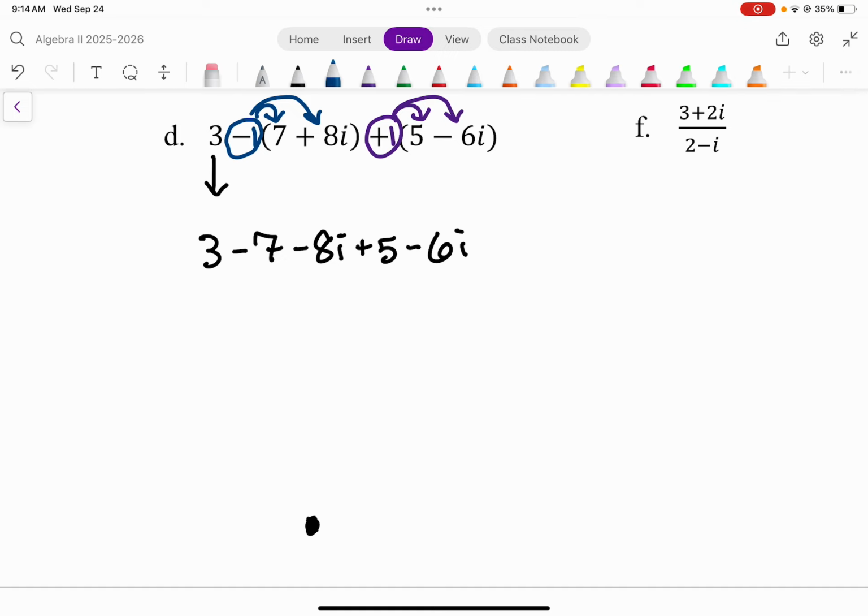And just like before, it's combining your like terms. So we're not going to combine the reals and the imaginary. We're only going to add together the real parts. So we have 3 minus 7, which is -4, and then plus 5. And that's going to equal +1.